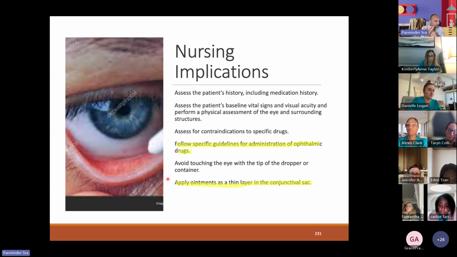And same thing for the eye drops as well. For eye drops, you just kind of instill the drops. You don't apply a thin layer, but in case of an ointment, then you just kind of apply a thin layer, the lower conjunctival sac.